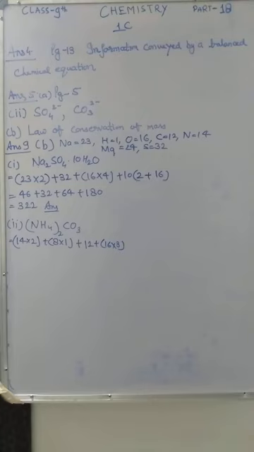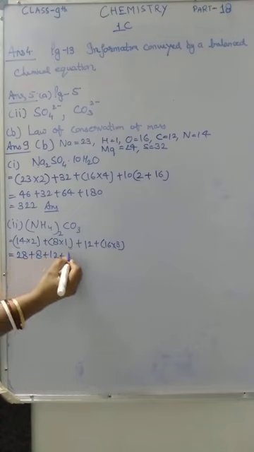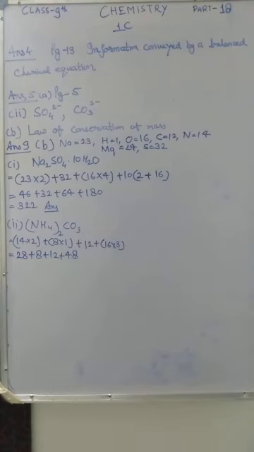Is it okay? Listen again. Nitrogen 14, since it is whole twice, so you have to multiply this 14 into 2. Hydrogen atomic mass is 1, 4 twos are 8, already it is given, so 8 into 1. Okay, now 14 twos are 28, 8 ones are 8, 12, 16 threes are 48. 28 plus 8 plus 12 plus 48, you get 96 as the answer.